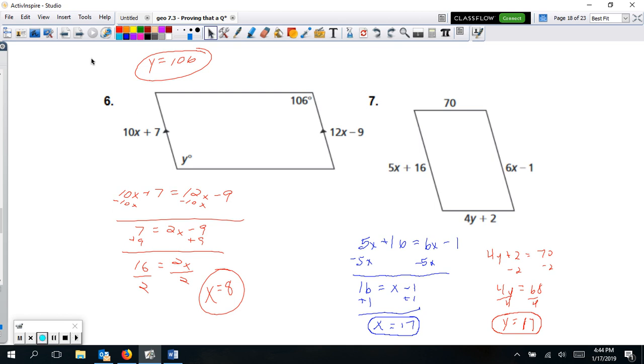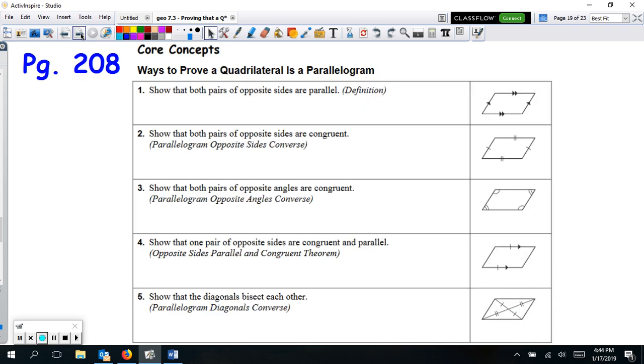Okay, so we're almost done. There's just one more thing that I wanted to discuss and show you, and that was the core concept back on page 208. It says ways to prove a quadrilateral is a parallelogram, and so here are 5 ways that we can prove that a quadrilateral is a parallelogram. We need to know these 5 ways, so these are the theorems that you need to know.